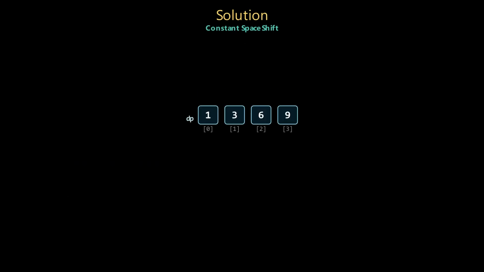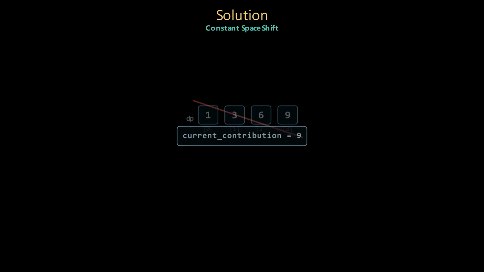While this array method works flawlessly, notice a massive optimization opportunity. As we marched forward, our formula only ever looked back at the immediately preceding cell to compute the next value. We don't need a whole array. We can drop the array entirely.